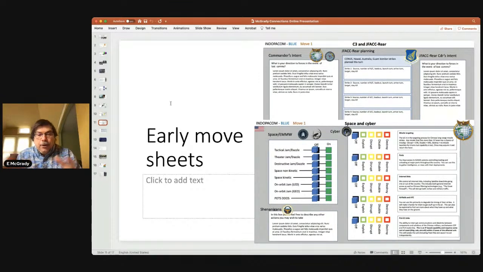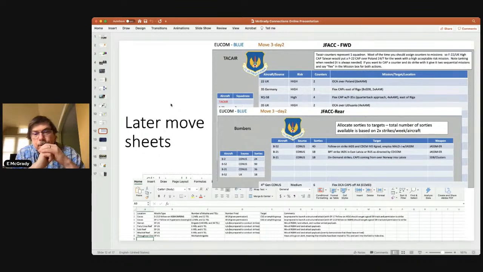I began by saying, okay, well, let's use a little switchology here and give something like this to the players. But then what we quickly learned as we went along is that running a JFAC is a little more complicated than simply throwing switches. And so particularly for the JFAC, we needed to drill down with spreadsheets and started sharing spreadsheets back and forth to look at sortie allocation and targeting.